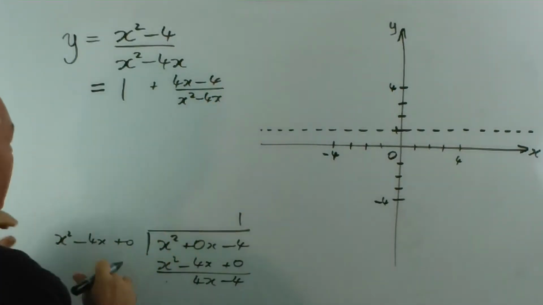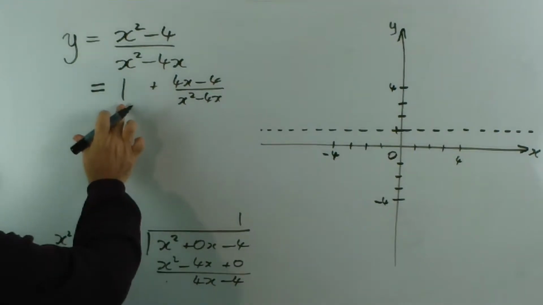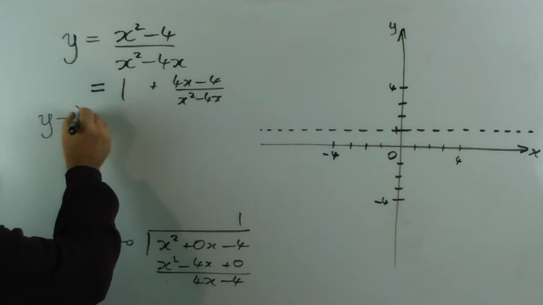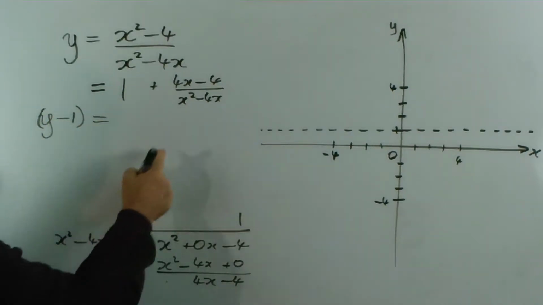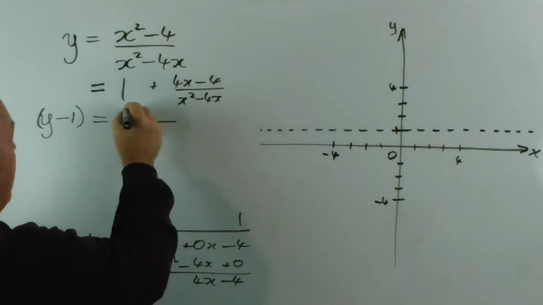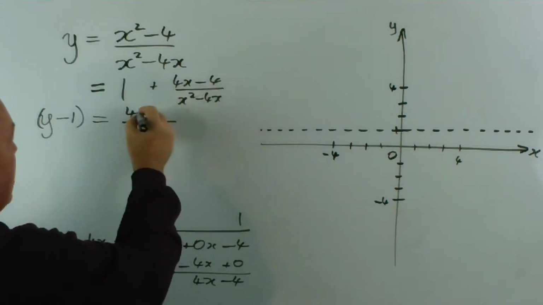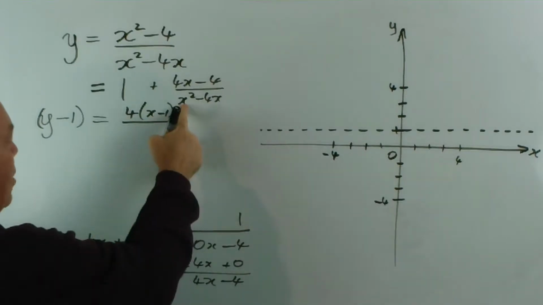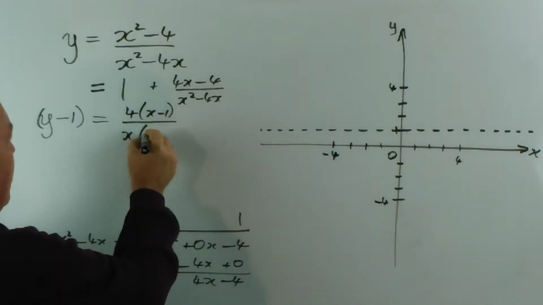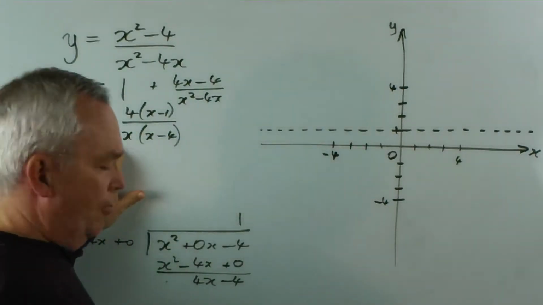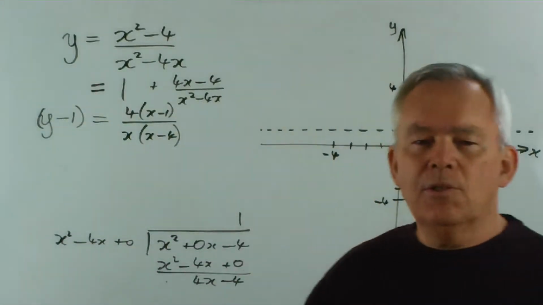Now before we do any graphing, I want to go another step further. We're going to bring the 1 over here, and we got y minus 1 equals this. Now I'm going to factorise. On the top we've got 4 as a common factor, leaving x minus 1. And on the bottom, x is a common factor, leaving x minus 4. Now this is the form that I find most useful for graphing.